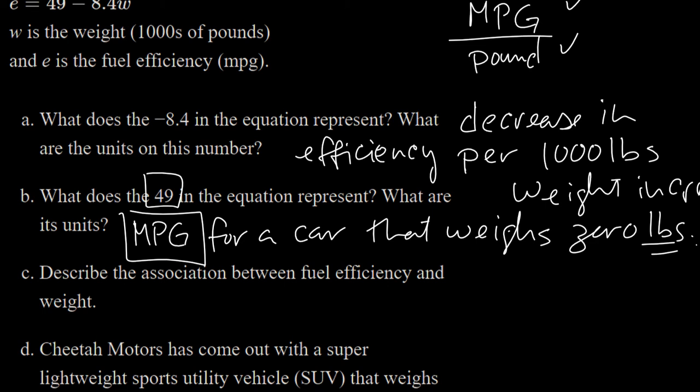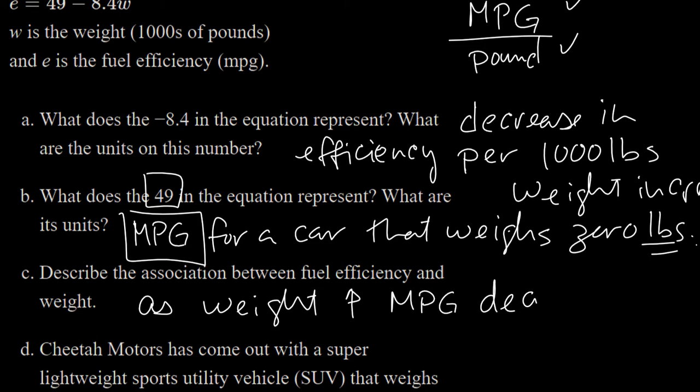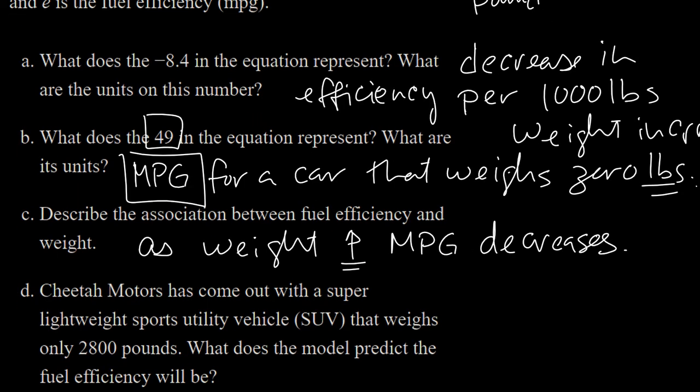So the next one says describe the association between fuel efficiency and weight. I would say as weight increases, miles per gallon or fuel efficiency decreases. Look at me writing decreases instead of the word increases. That's so bad.